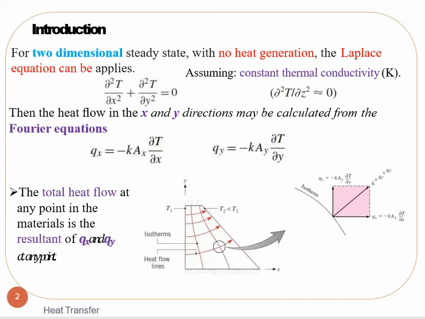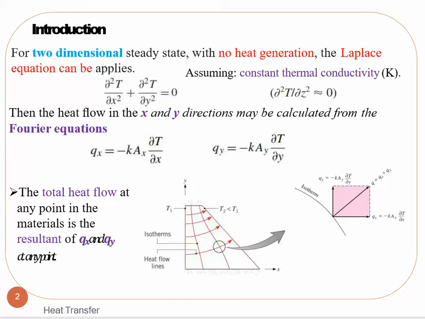For two-dimensional steady state conduction with no heat generation, the Laplace equation can be applied, assuming constant thermal conductivity k. We can say that the second partial derivative of temperature with respect to x plus the second partial derivative of temperature with respect to y is equal to 0, while the z-direction gradient is nearly 0.